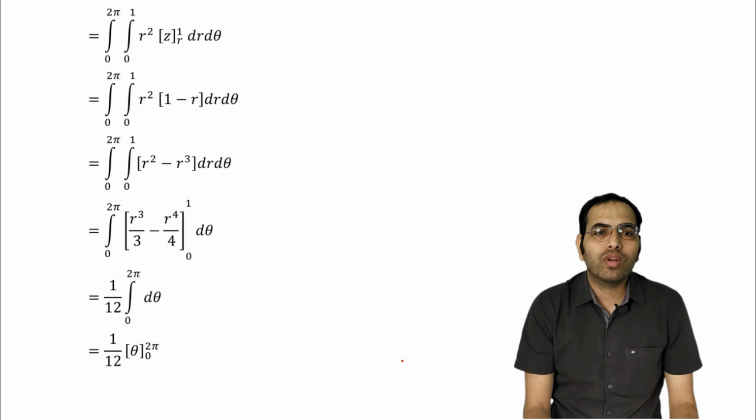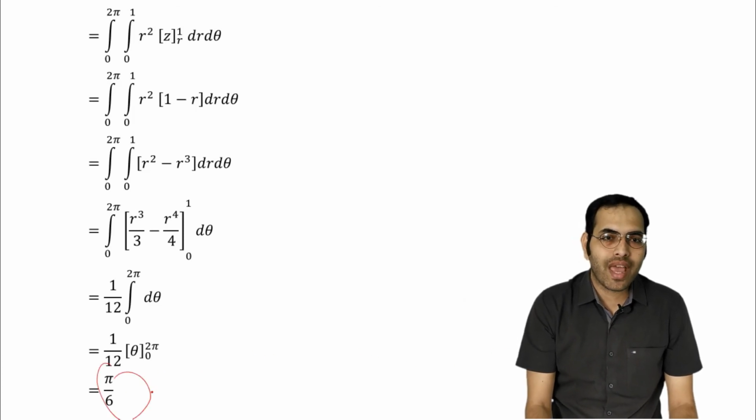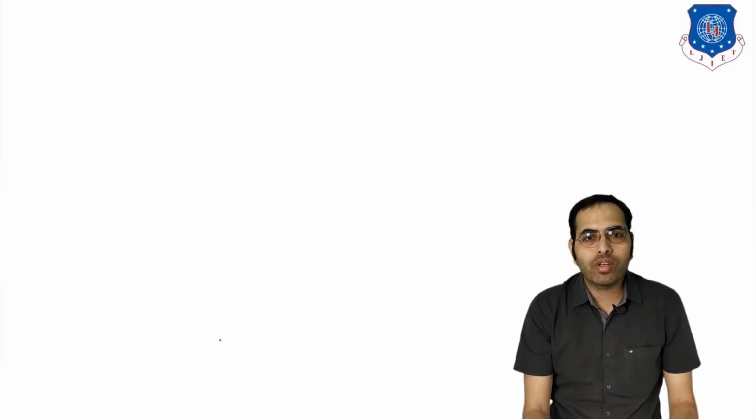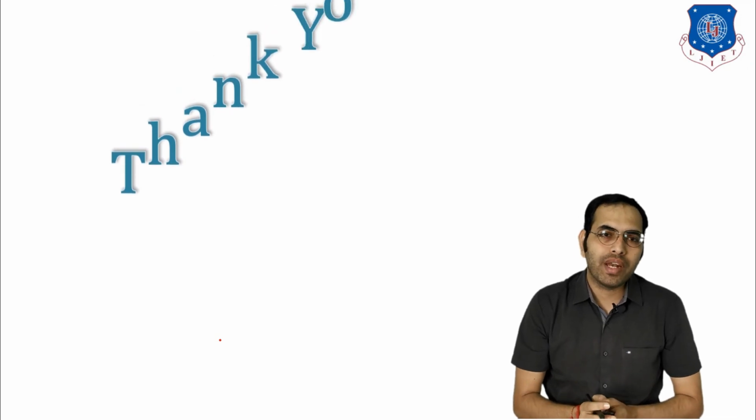Now integrating with respect to theta, we get 1 by 12 theta, where theta runs from 0 to 2 pi. Upper limit minus lower limit, 2 pi minus 0, into 1 by 12, gives pi by 6. That is exactly what we had to find. This is all about the topic of the triple integral.